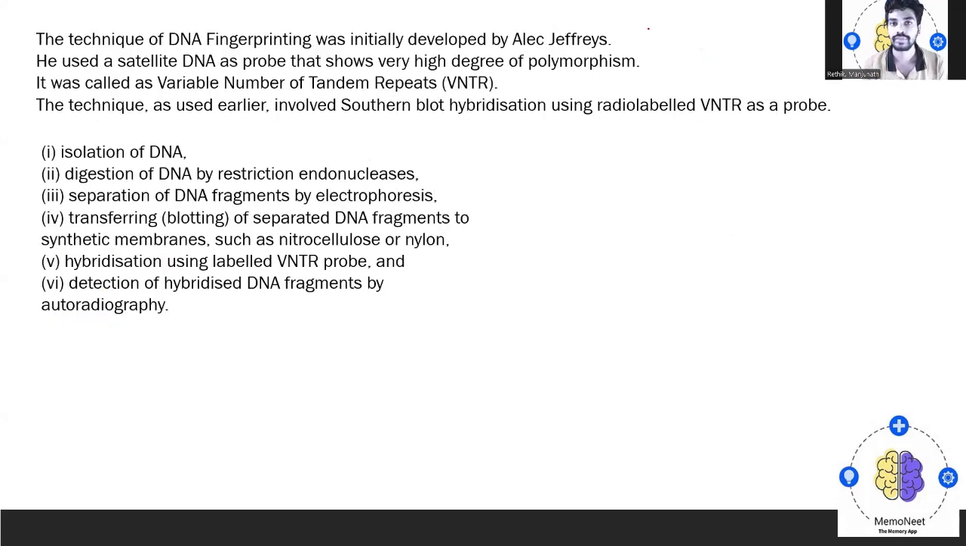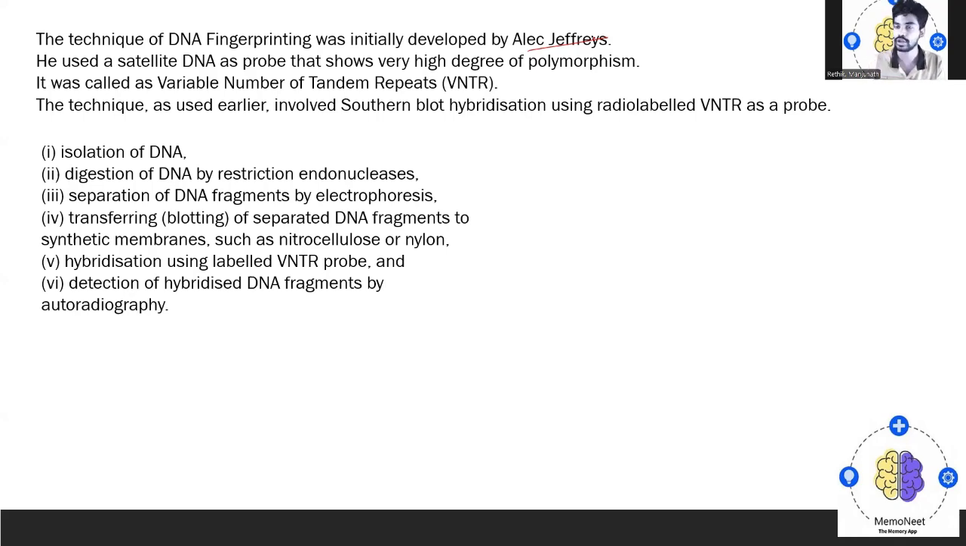The technique of DNA fingerprinting was developed by Jeffreys. The basic thing is he used satellite DNA as a probe. A probe is nothing but the one which goes and attaches to a specific sequence, with a higher degree of polymorphism. It was called VNTR probes, that is, variable number of tandem repeats. The technique was used earlier involving the Southern blot hybridization technique, where we normally use variable number of tandem repeats as a probe.